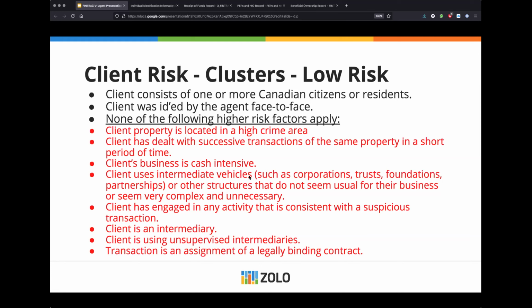If a client has engaged in any activity that is consistent with a suspicious transaction, so we've discussed, I believe, suspicious transactions. No, we have not yet. We will discuss that further. If the client is an intermediary, so as we discussed, if they're working on behalf of a third party, that could be an individual. It could also be a corporation. It can also be a law office, okay?